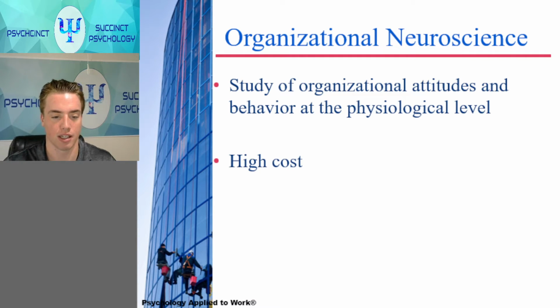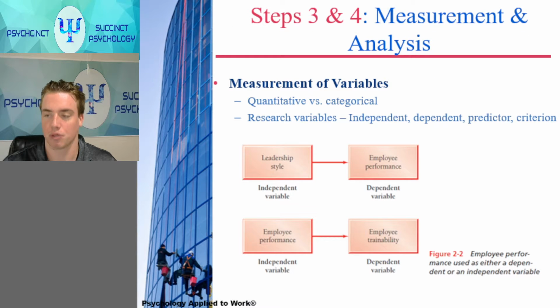So, steps 3 and 4: measurement and analysis. You have your measurement of your variables, quantitative versus categorical. I'm sure you've seen that in your basic psychology class if you've taken one. Quantitative variables are just numbers, quantity. Categorical is categories, like gender, race, that kind of thing. And then you have your research variables, which are independent, a variable that can be manipulated to influence the values of a dependent variable.